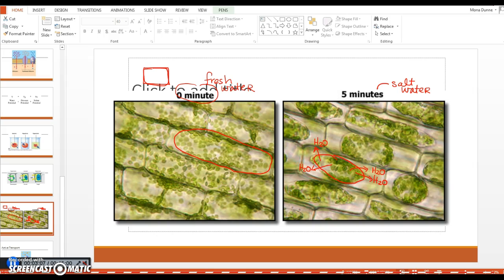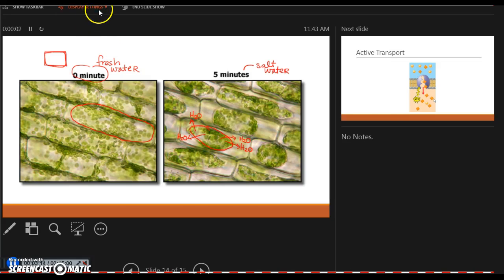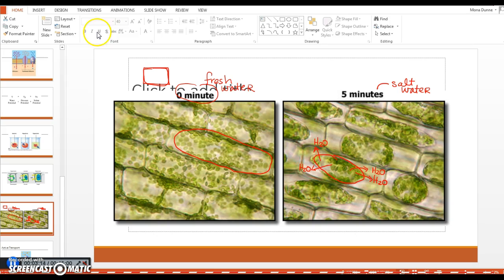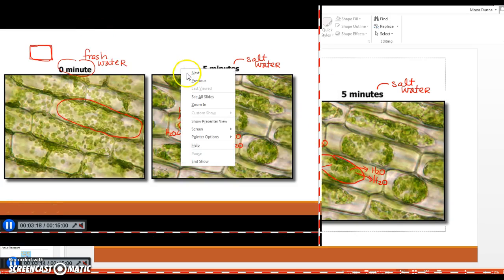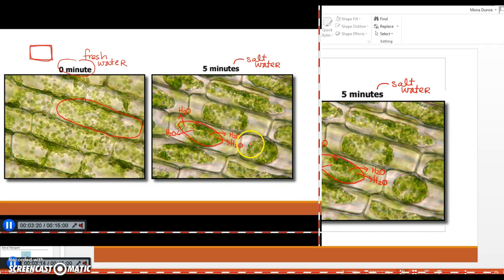Let's go back to our picture here. Let me get this going. All right, hang on. It's quite a process here. All right. There we go.